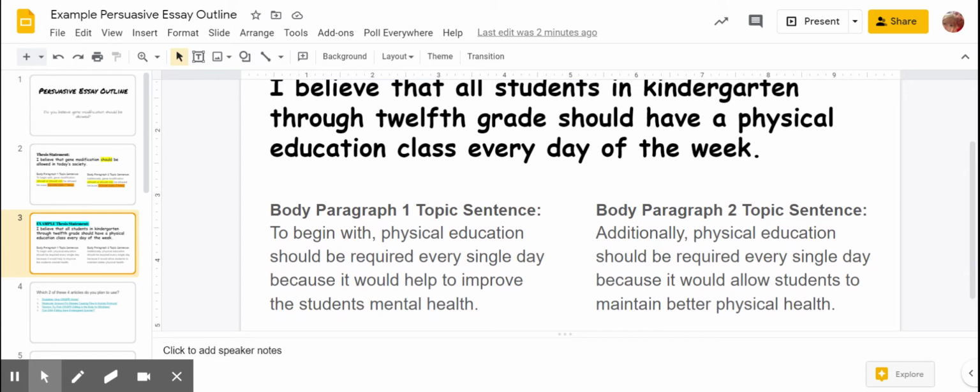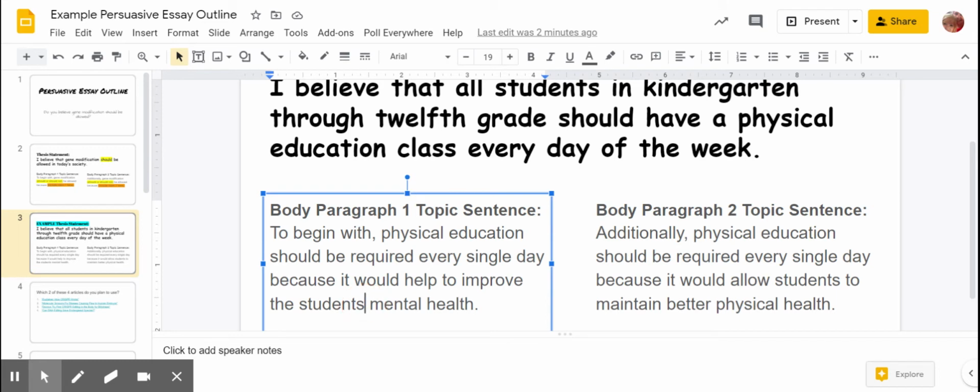This is only going to be a 4-paragraph paper. You're going to have an introductory paragraph, 2 body paragraphs with your 2 separate claims or main ideas, and then a concluding paragraph. It's going to be pretty short and sweet. So let's look at my topic sentence. To begin with, physical education should be required every single day because it would help to improve the student's mental health. Ooh, I need an apostrophe on there. Let's add that.